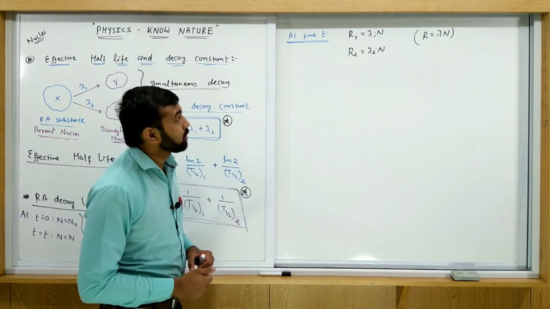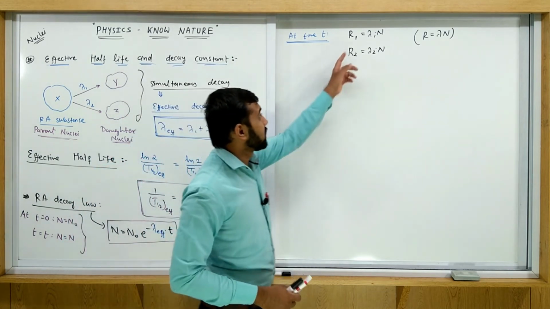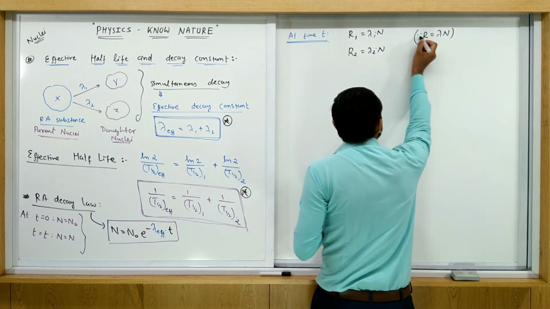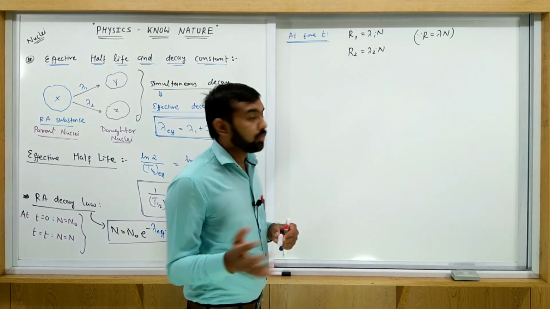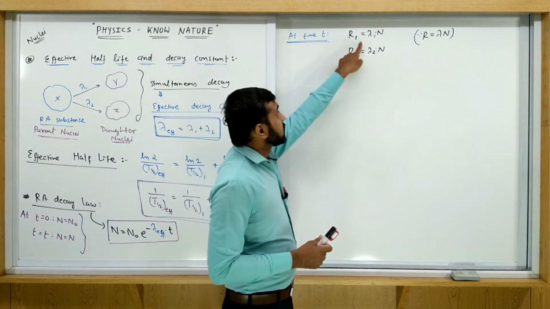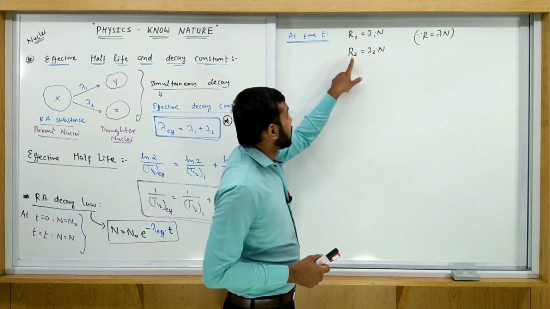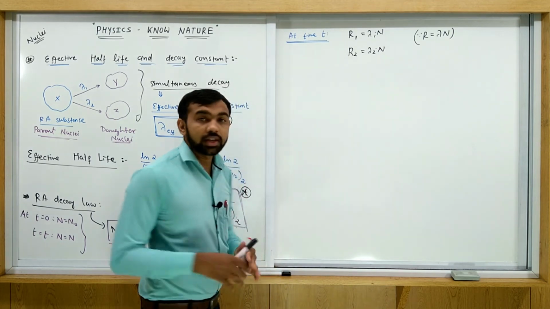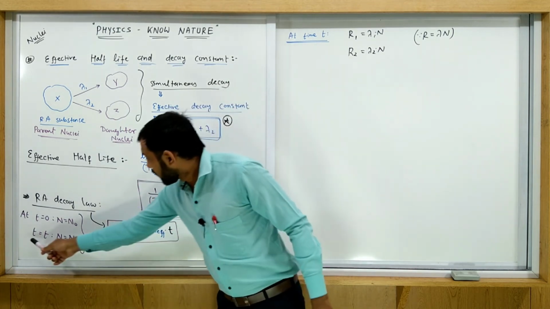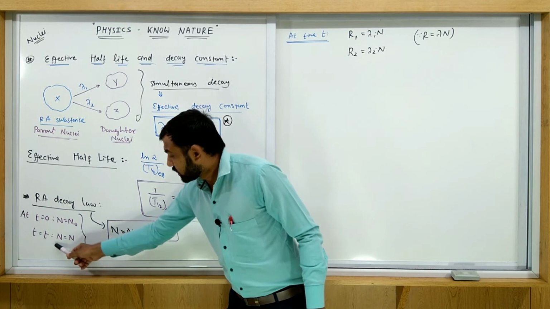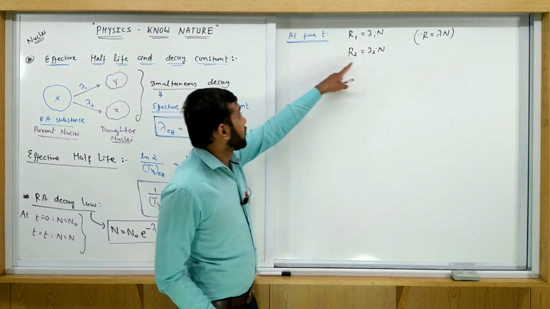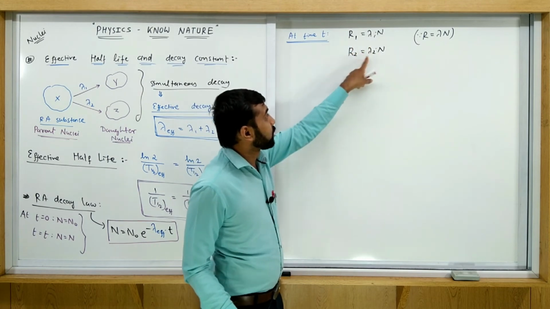Sometimes this type of question is also asked. So in simultaneous decay, we have the general equation: activity R is equal to lambda into N. So R1 is equal to lambda 1 into N and R2 is equal to lambda 2 into N, where N is the number of nuclei at a time T.